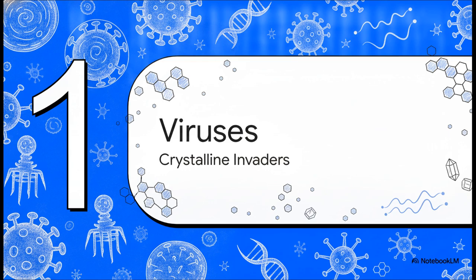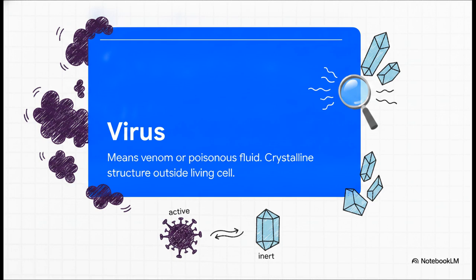Viruses, the crystalline invaders. Let's start our deep dive with the most complex and, honestly, the most famous of our three agents today. The very word virus comes from a Latin root meaning venom or poisonous fluid, which, if you think about it, hits the nail on the head. They have this really fascinating dual nature. As obligate parasites, they essentially wake up, hijack the host's machinery, and replicate, but only once they're inside a living cell. Outside of that host, they are totally inert crystalline structures. They literally just sit there doing absolutely nothing until they bump into a vulnerable target.